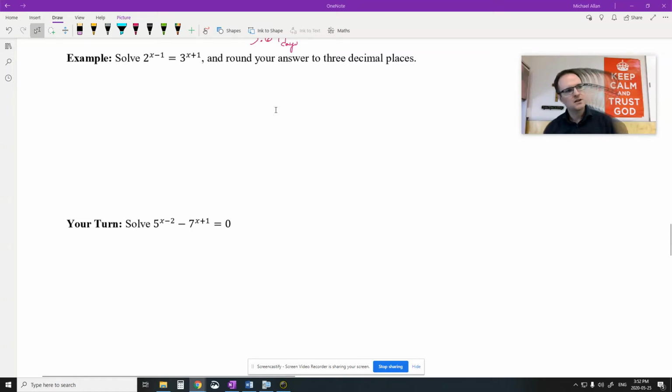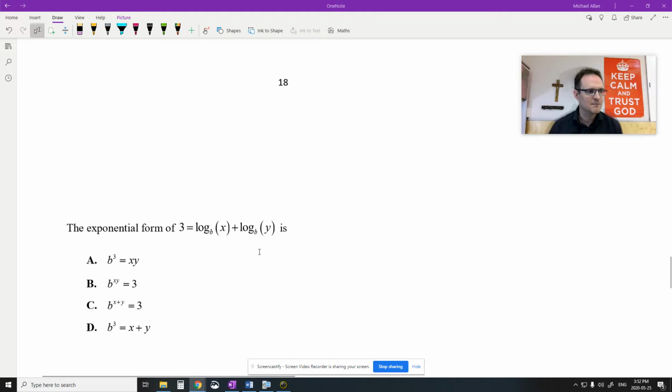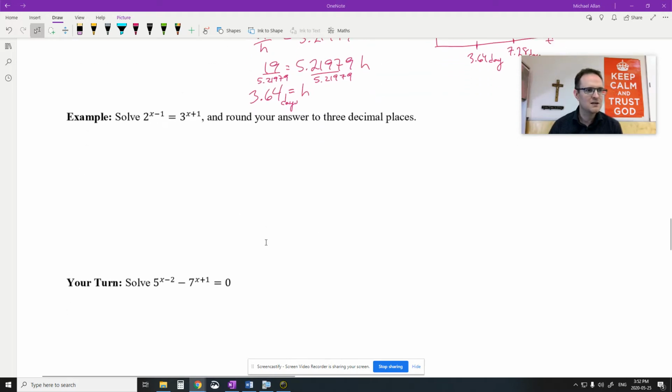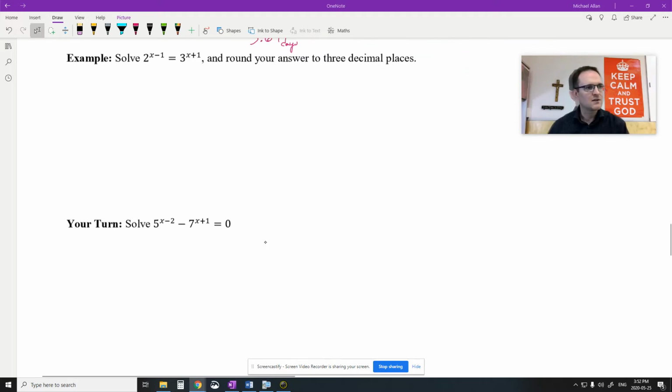Hey, Math 30-2s. Okay, we're going to do some more difficult solving ones here. And then there's a multiple choice question on the next page that kind of brings everything together a little bit.